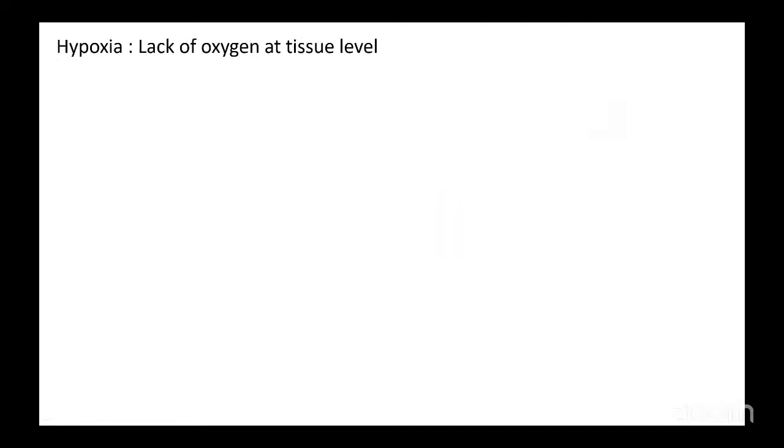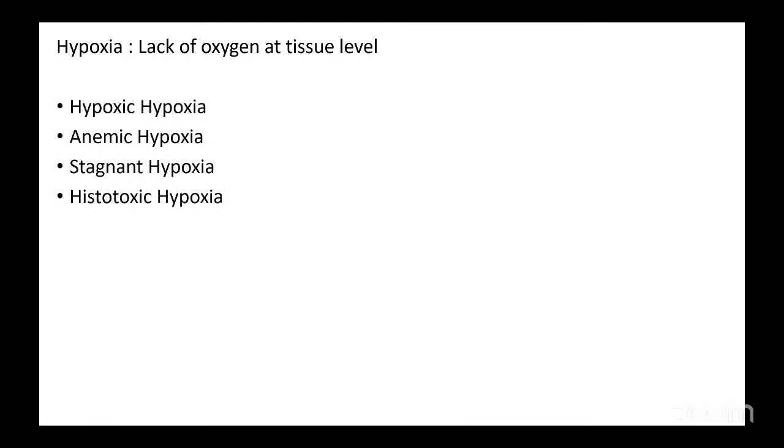So next we'll understand what is hypoxia. We were talking about hypoxia. I was talking about it earlier, a lack of oxygen at the level of the tissue. There are different types of it. We have hypoxic hypoxia. What is hypoxic hypoxia? If the problem is less PO2 outside, as a result of which hypoxia is happening.